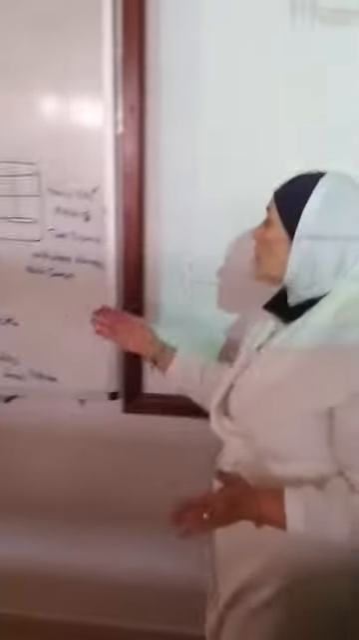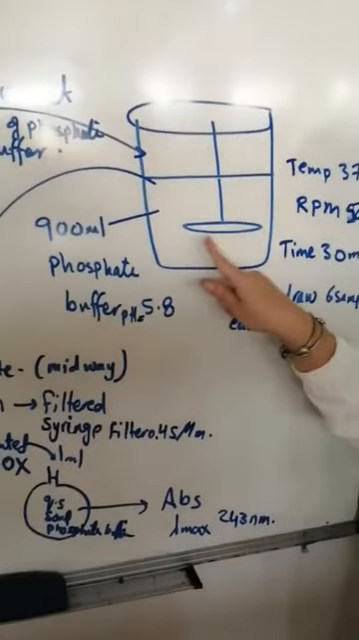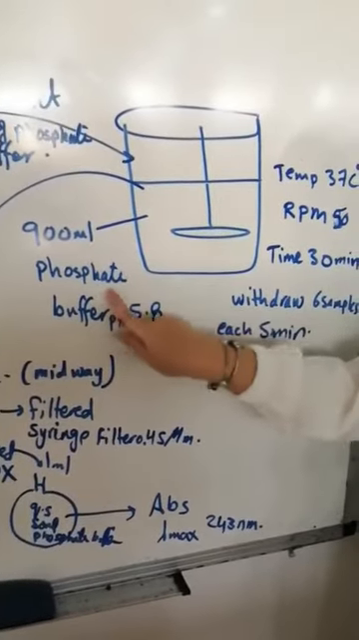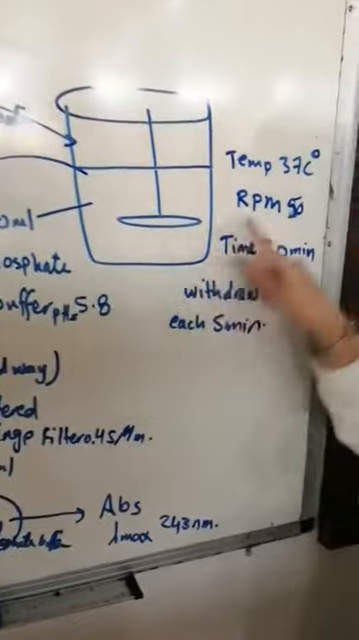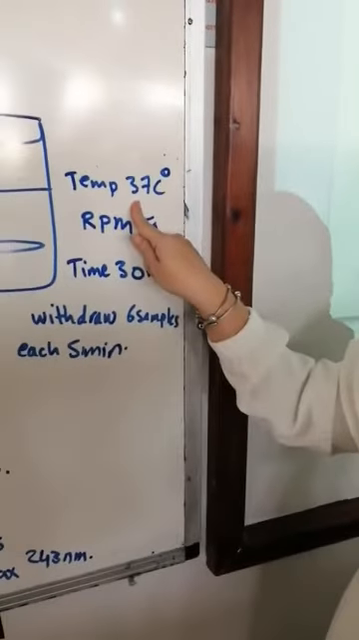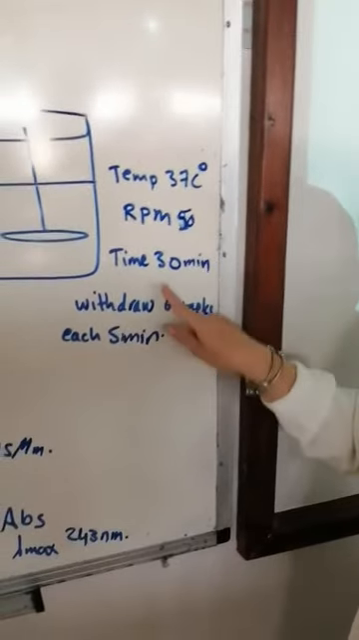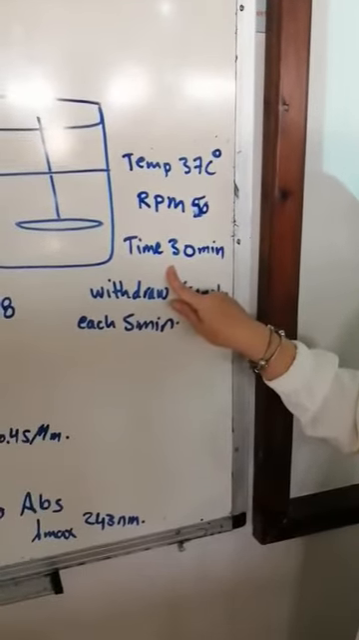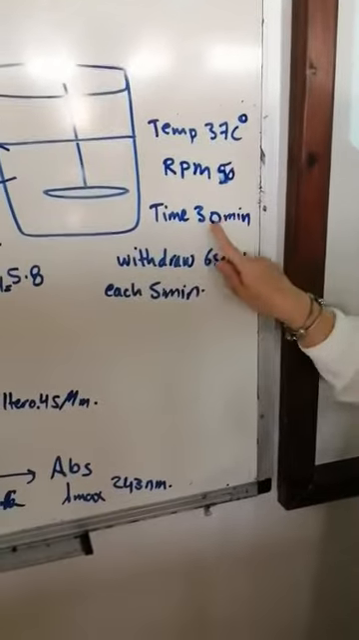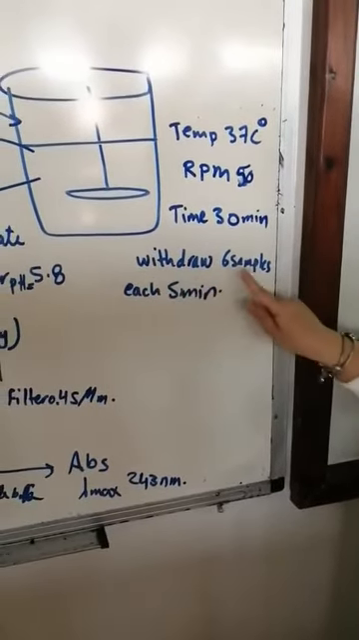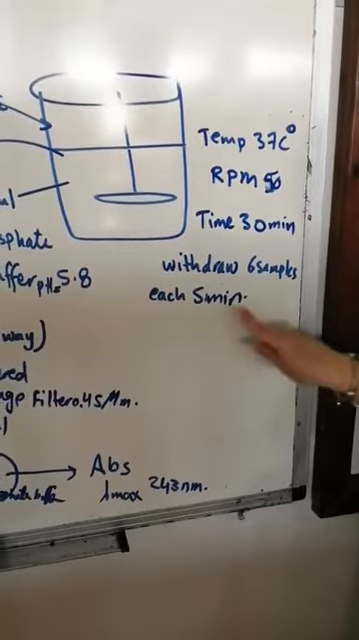So, by opening USP on the monograph for paracetamol tablet, we can use the paddle type, as we said before, with 900 ml of phosphate buffer with pH 5.8, adjusted to a temperature of 37 Celsius, and the paddle will rotate 50 rounds per minute. The time of our experiment is just 30 minutes. It's quite enough. We will withdraw 6 samples, one every 5 minutes.